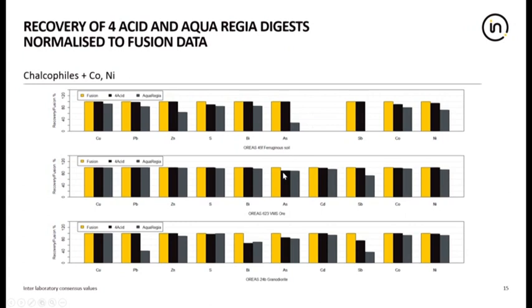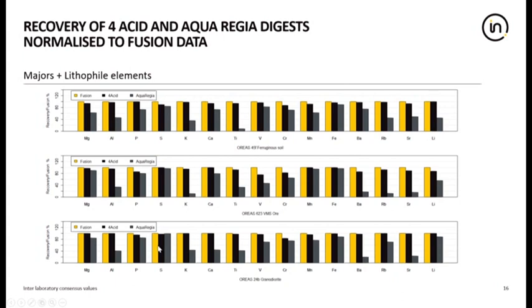Just some quick graphs, before we wind up, on different digests and recovery. These are AuReA's reference materials. Looking at your chalcophile elements, remember Goldschmidt's classification from earlier, and there's some cobalt and nickel, which aren't strictly chalcophiles, basically with a 4-acid digest and ICP you get reasonably good recovery on chalcophile elements. Not always. For example, the lead there might be in the silicate, and you would not recover it very well with a 4-acid digest.